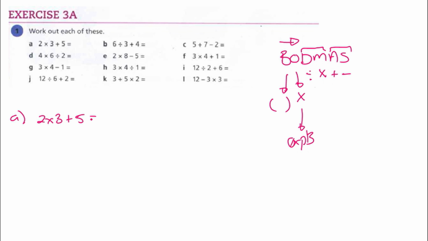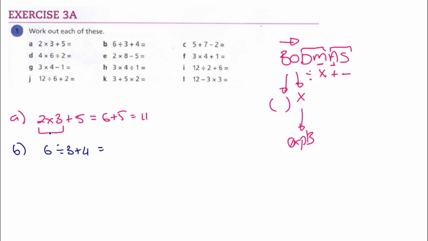D would be 4 times 6 divided by 2. Now, according to BODMAS, we perform division before multiplication. So we could, if we wanted to, put brackets around 6 divided by 2. So that will be 6 divided by 2 is 3, and then 4 times 3 is 12. What we cannot do is 4 times 6 first.